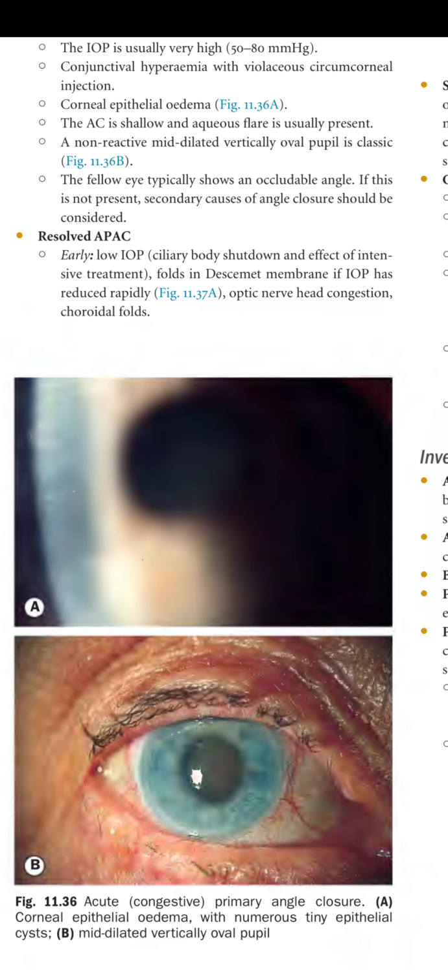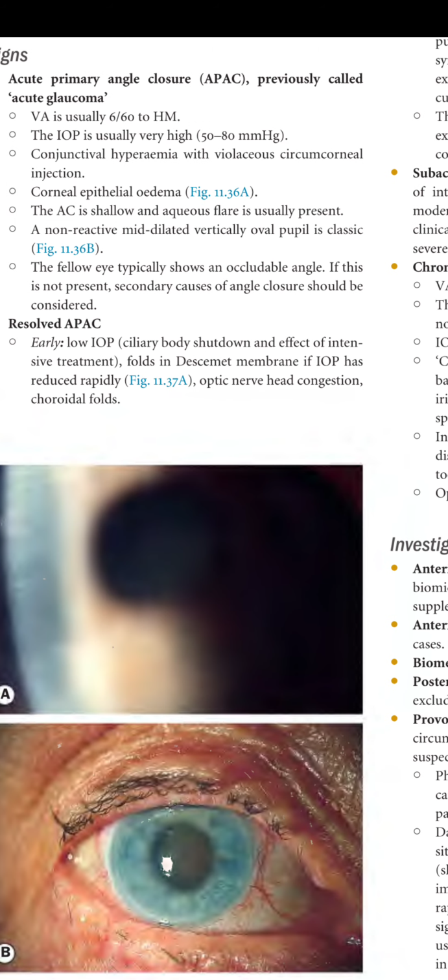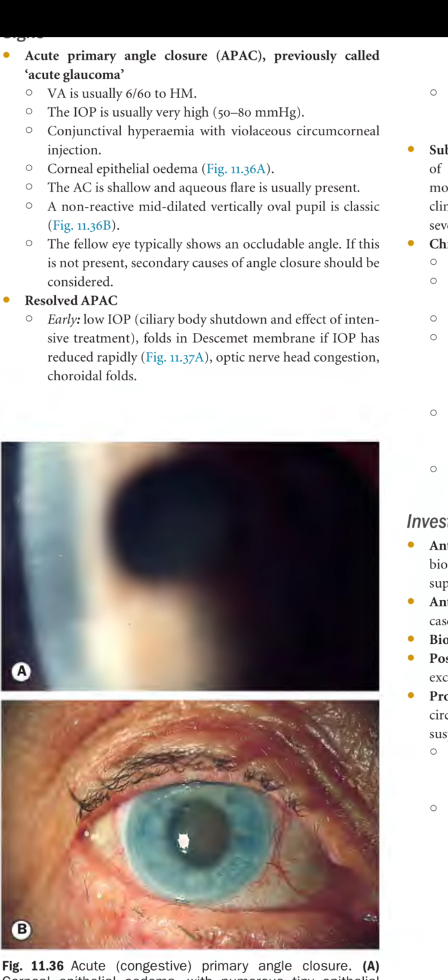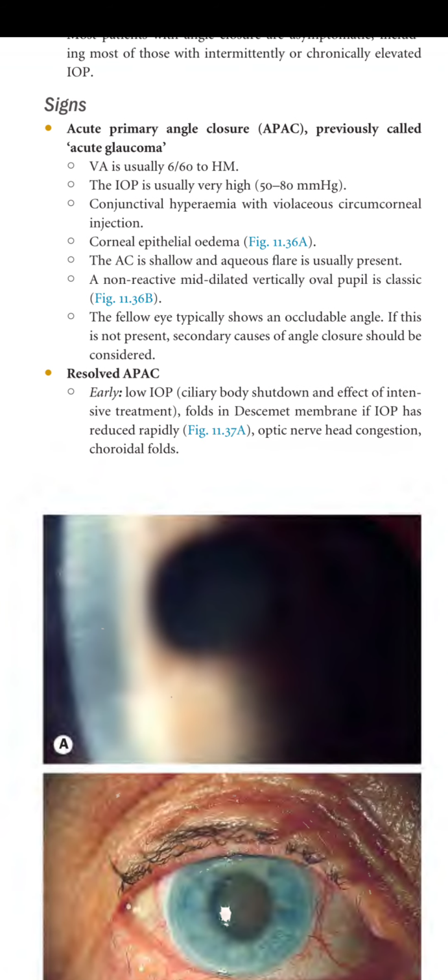So in acute presentation, everything is bad. Visual acuity is poor, there will be aqueous flare, there will be corneal edema, the IOP will be sky high, and you can see the other eye has occludable angles. So if somehow a patient presents to you with resolved acute primary angle closure glaucoma, how will it present?